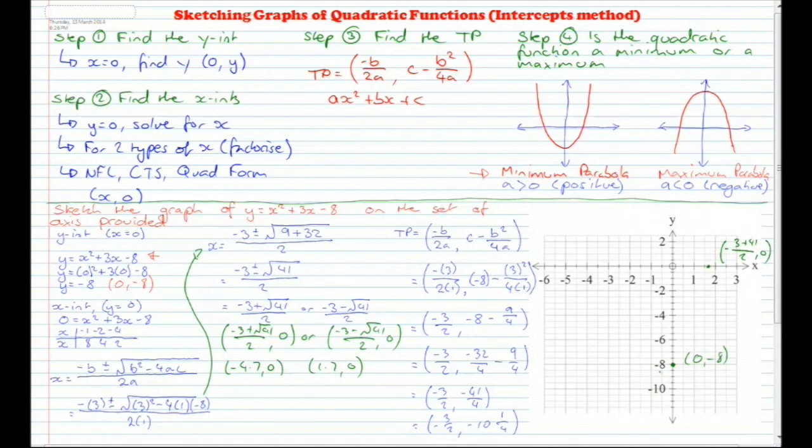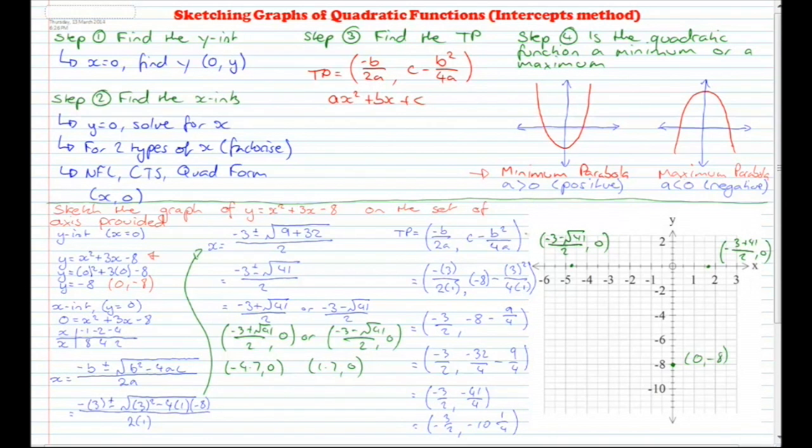My other value is at negative 4.7, which is around over here, put that over there like that, and I'm going to write the exact value once again, which of course is negative 3 minus root 41 on 2, comma 0. Now that I've gone through and plotted those points, the last thing I need to do is find out my turning point.